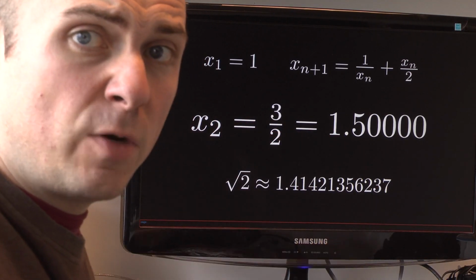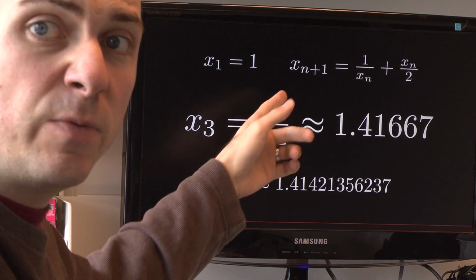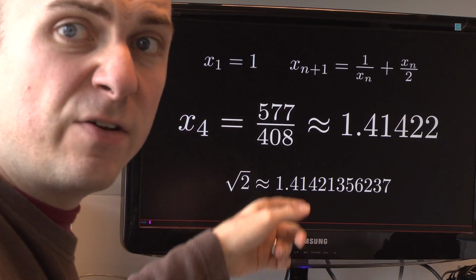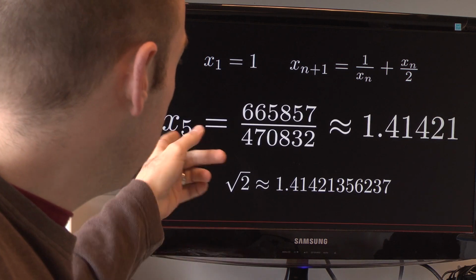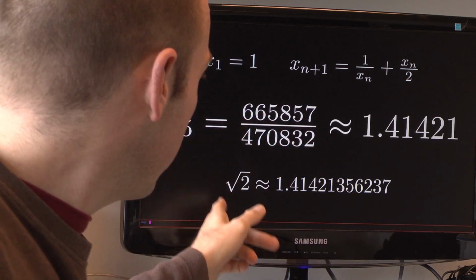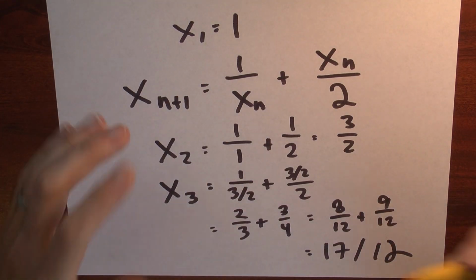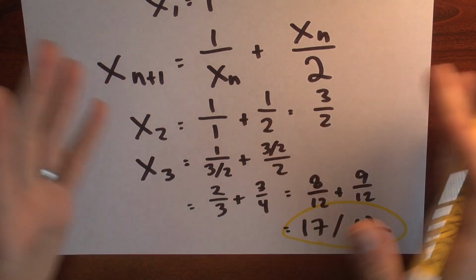We can compute more terms with the help of a computer. Here's the x sub 2 term that we just calculated. We can compute the next term. The x sub 3 term is 17/12. The x sub 4 term is 577/408. Here's the x sub 5 term. And what you'll notice is that these terms are getting closer and closer to the square root of 2. Even x sub 3, which is 17/12, is close to the square root of 2. Let's see how that works.